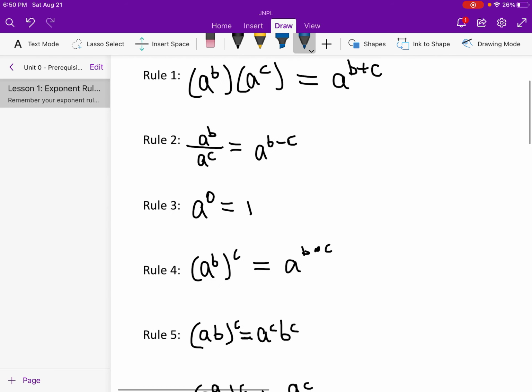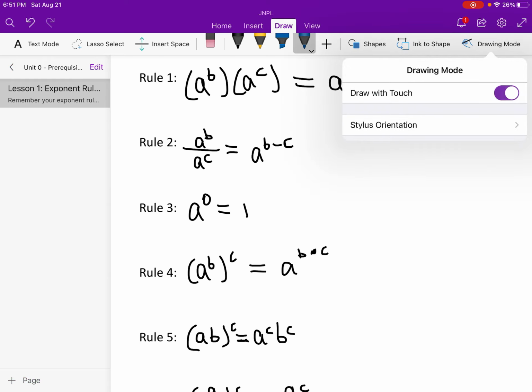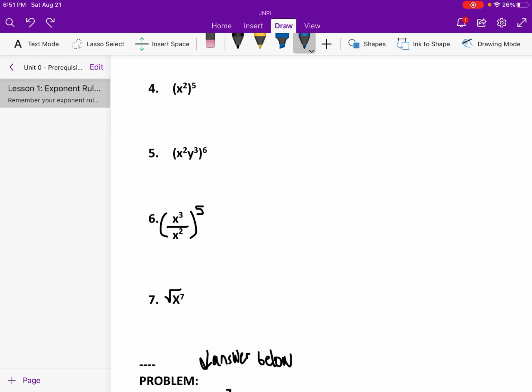So, the first rule, and these are not words, so I'll say them in words, but they're in symbols. So, you see a to the b power times a to the c power equals a to the b plus c. So when you have two variables or numbers that are being multiplied by each other, you add the exponents. And you can only do that when it's the same base. So if you had x times y, you can't do anything.